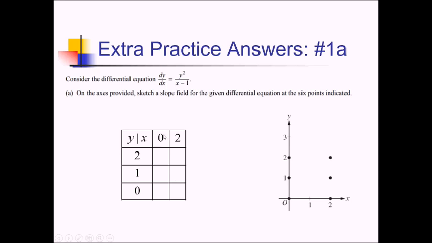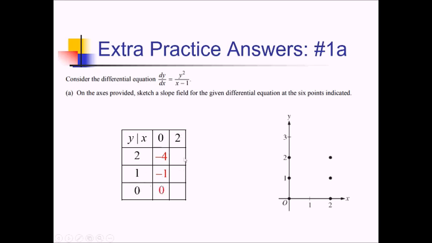So for this first column, this is where I have x values of 0. Your denominator is just going to be -1 for everything in this column, and you're doing the y value squared over -1. So this is 2 squared over -1, which is -4. 1 squared over -1 is -1, and 0 squared over -1 is 0.